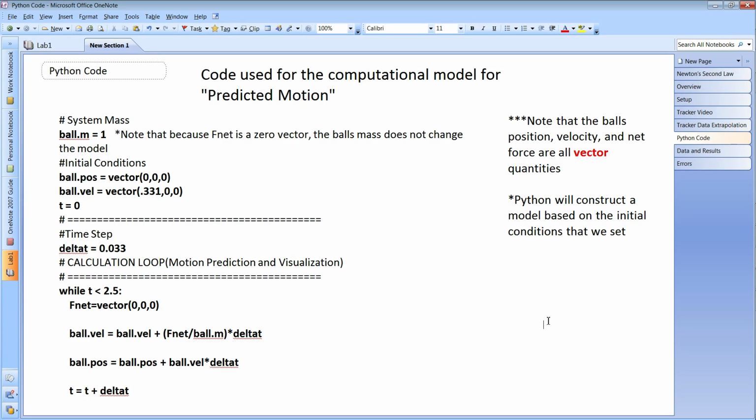Our ball's position is at the origin, where we set the orientation of our axis at 0, 0, 0. And our velocity vector is our average velocity throughout the entire time frame, which we calculated in the previous slide to be 0.331. Now, the interesting thing to note is that the delta t is 0.033, which is the same delta t that the video uses in between each frame.